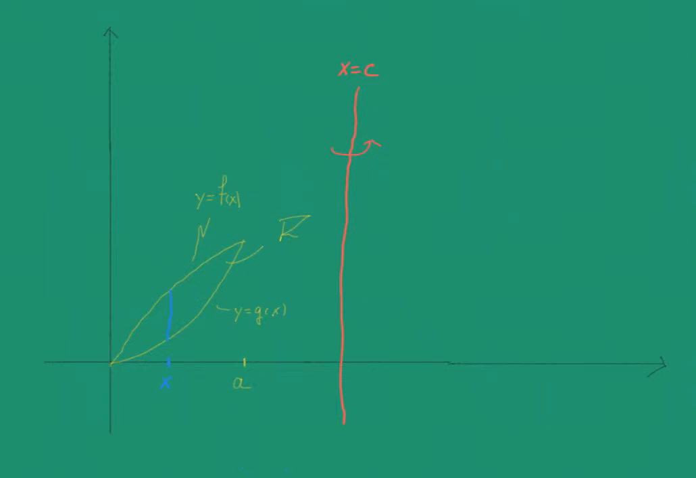And what would we get? Well, if we rotate this line segment about x equals c, what do we get? Well, I'm going to draw the reflection of this line here in x equal to c. It's going to look something like this. And because it's rotated, I'm going to draw something like that.